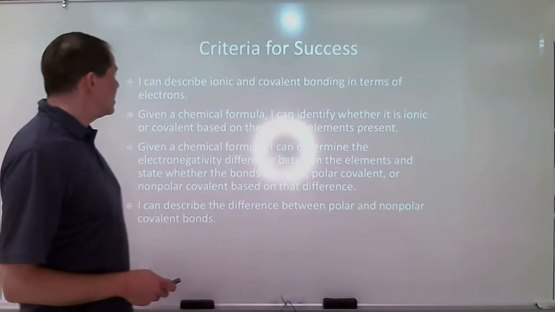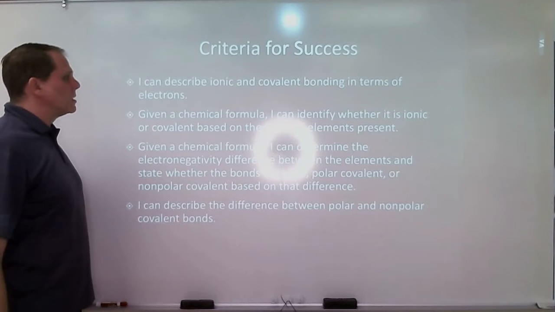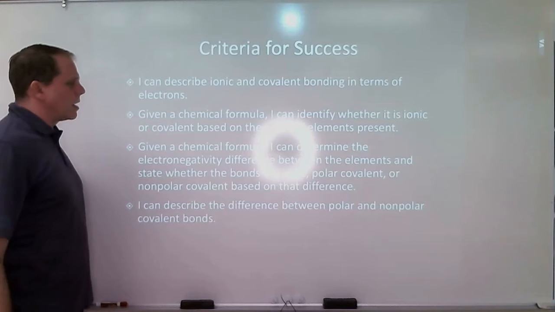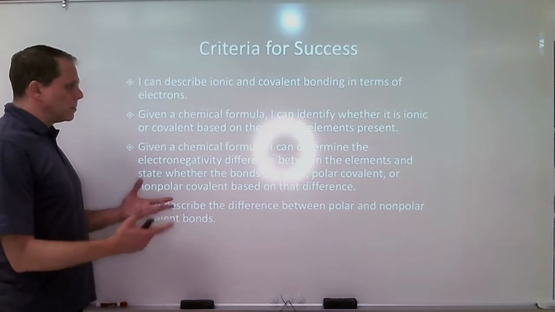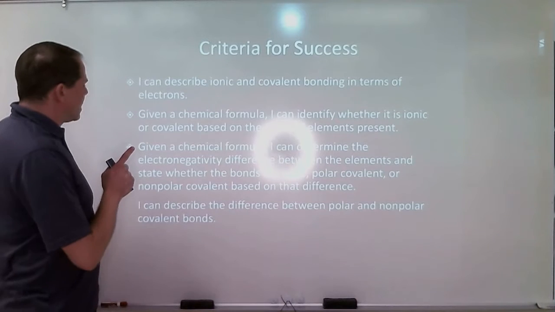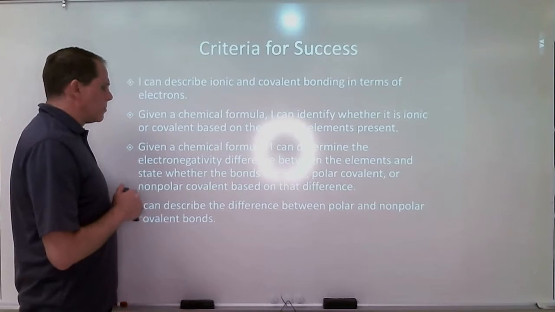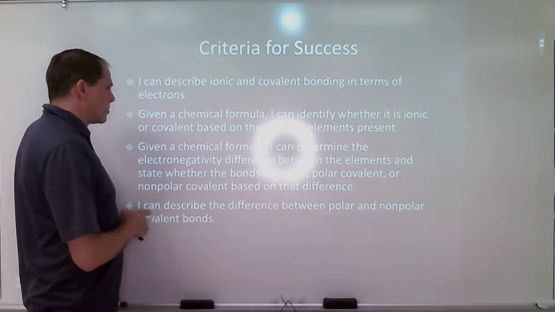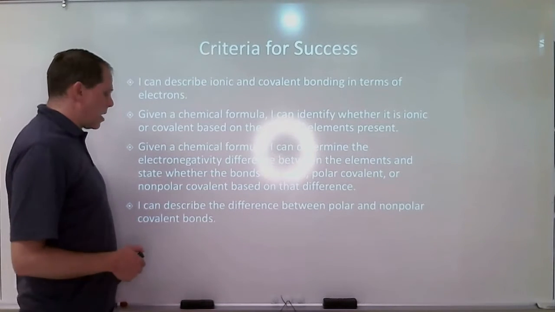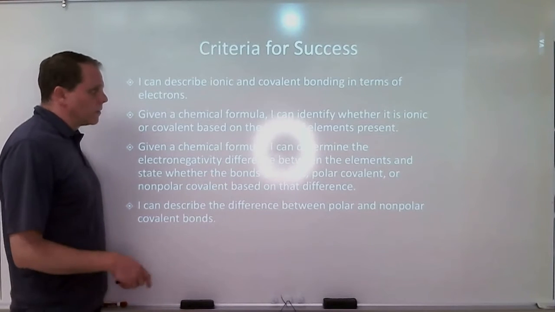Okay. So you will be successful if you can describe ionic and covalent bonds in terms of electrons. If I give you a chemical formula, you can identify whether it's an ionic or covalent compound based upon the types of elements that are present. And if I give you a chemical formula, you can determine the electronegativity difference between the elements using the periodic table. Okay, and then state whether or not it's going to end up being an ionic bond, a polar covalent bond, or a non-polar covalent bond.